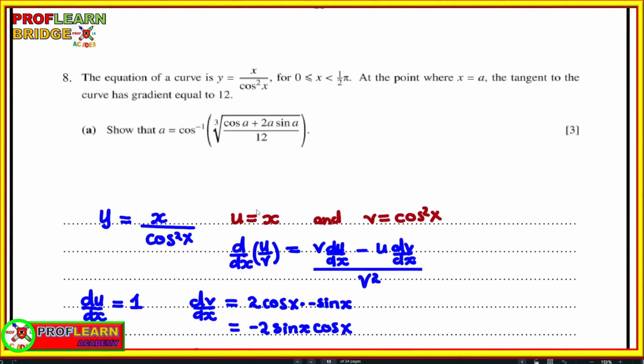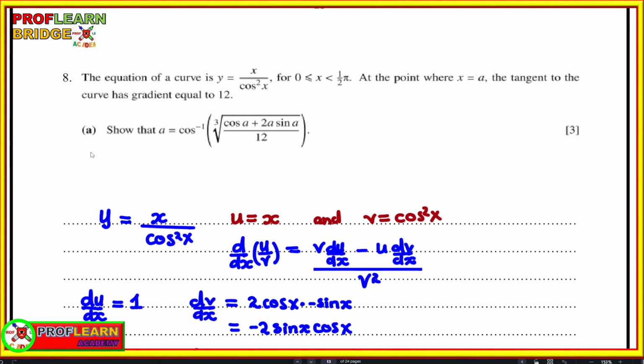You'll be tested on questions to do with numerical solutions, and here we are told the equation of a curve is y equals x over cos squared x, for x greater than or equal to 0, less than a half pi. At the point where x equals a, the tangent of the curve has a gradient equal to 12. We are supposed to show that a equals cos inverse of the cube root of (cos a plus 2a sine a) over 2.